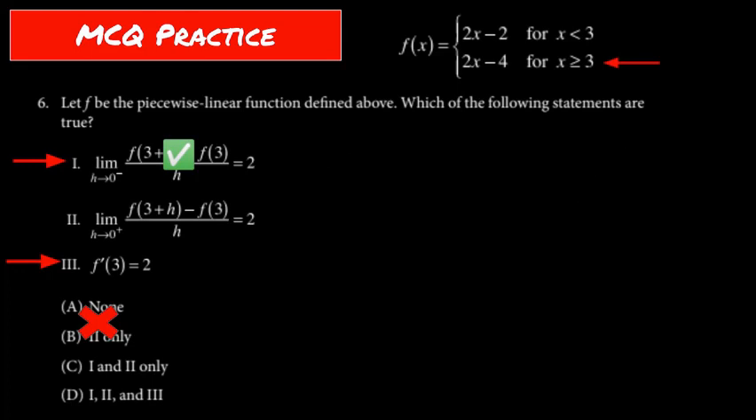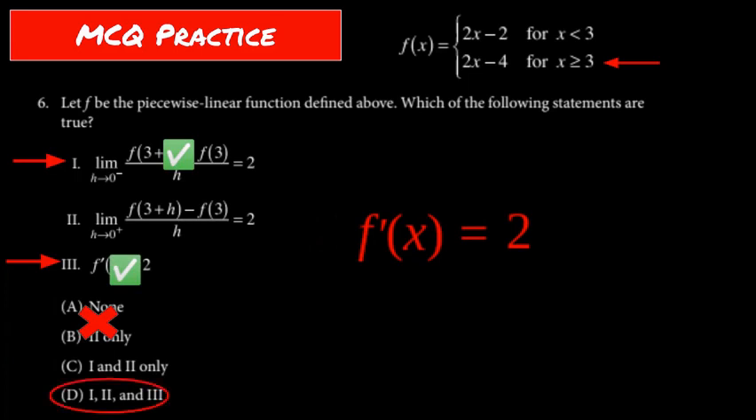F prime of 3 equals 2. And since it's f prime of 3, we know that this will be asking us for the bottom function because it's where x equals 3. So we'll put up this function here. We have f of x equals 2x minus 4. Take its derivative as it's asking for f prime of 3. And again, if we plug in a 3 here, we will always equal 2. So that means that this statement is indeed true and leaves us with the correct answer being D.